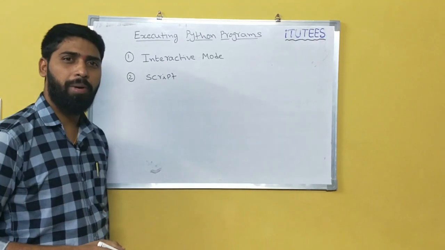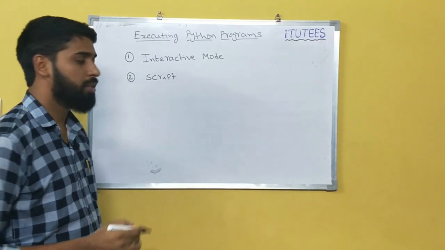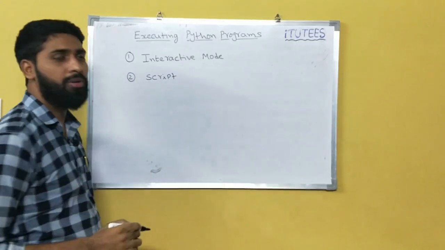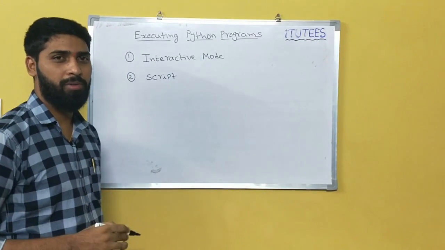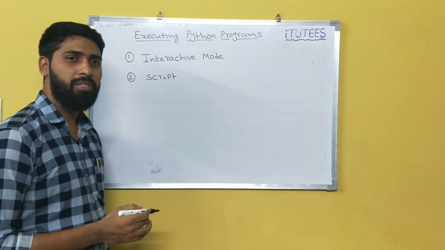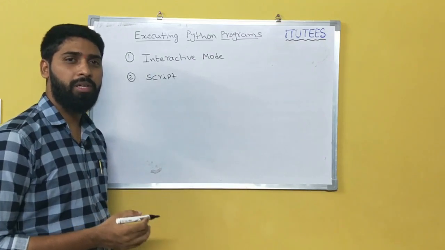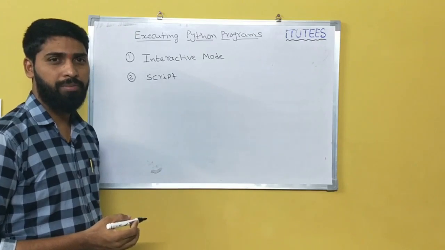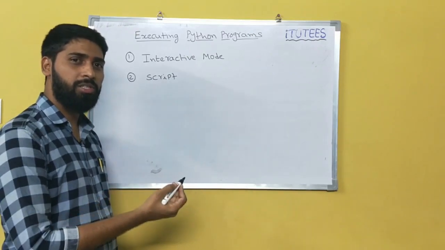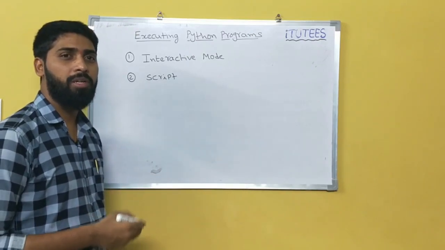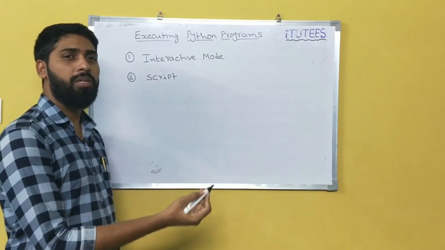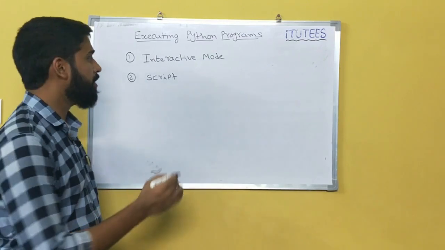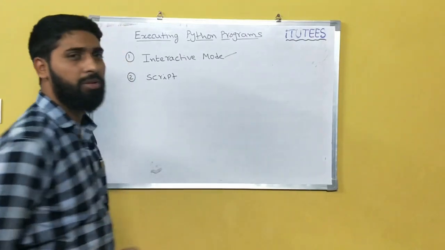Now we can see how to execute Python programs. We can execute a Python program in two ways. One is interactive mode, another one is scripting mode. Interactive mode means when you open Python, you are interacting with the Python interpreter. That means you give an instruction to the Python interpreter, and the Python interpreter returns the result. That we call interactive mode.